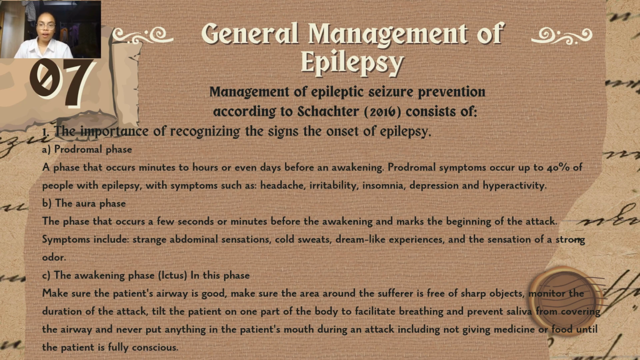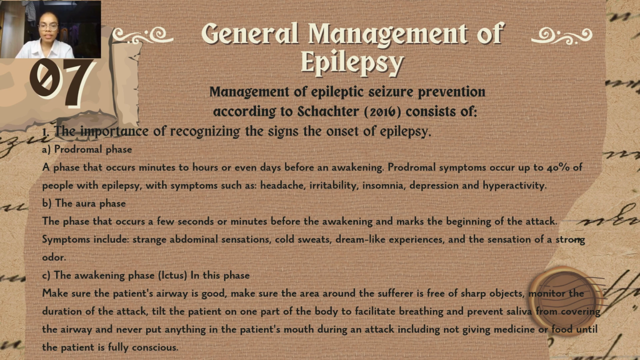General management of epilepsy. Management of epilepsy and seizure prevention according to Sekeher 2016 consists of: 1. The importance of recognizing the signs and onset of epilepsy. A. Prodromal phase, a phase that occurs minutes to hours or even days before an attack. Prodromal symptoms occur in up to 40% of people with epilepsy, with symptoms such as headache, irritability, insomnia, depression, and hyperactivity.